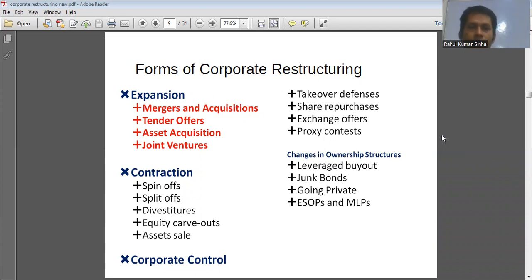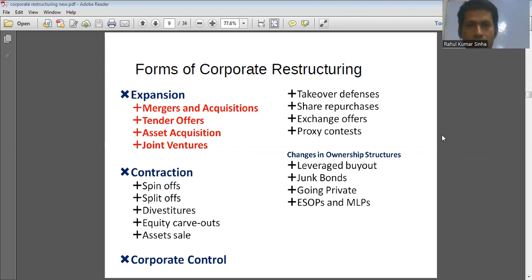Now you see the forms of corporate restructuring. The first is expansion. It means this restructuring will lead to expansion. Merger and acquisition, tender offers, asset acquisition, joint ventures. These are the ways to expand the company. Then contraction: spin-offs, split-offs, divestitures, equity carve-outs, and asset sale. So here you are bringing contraction in your company structure and corporate control.